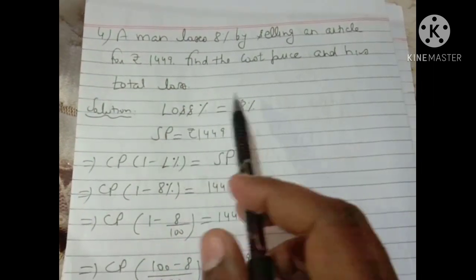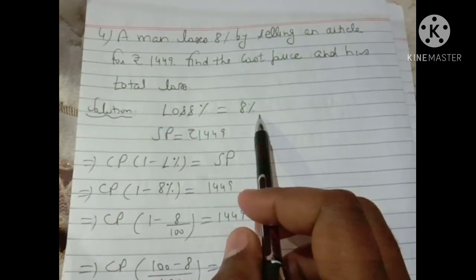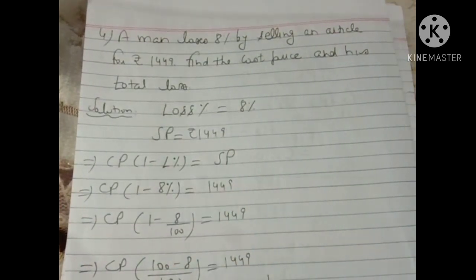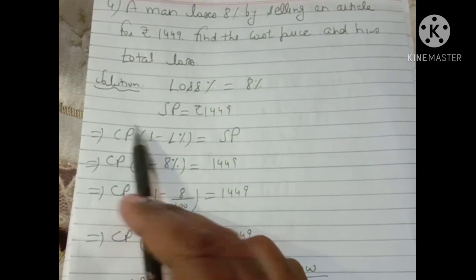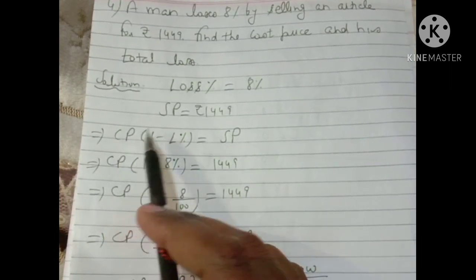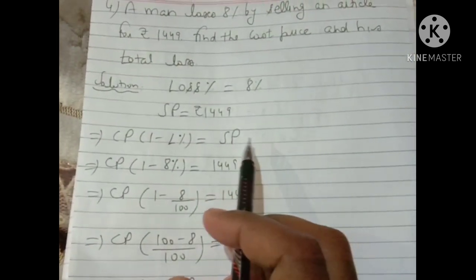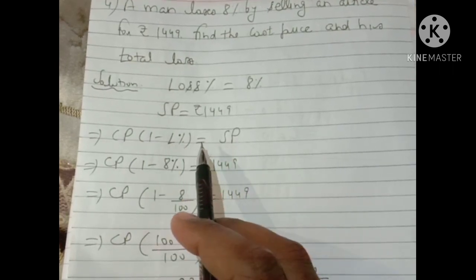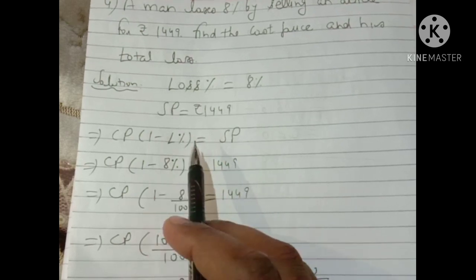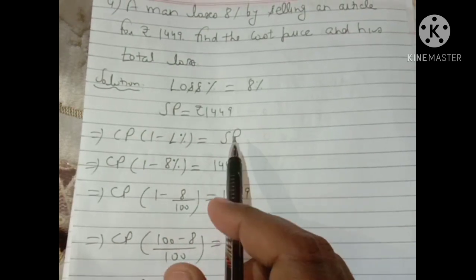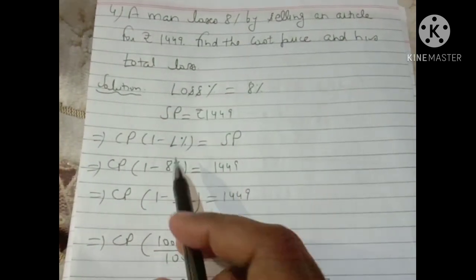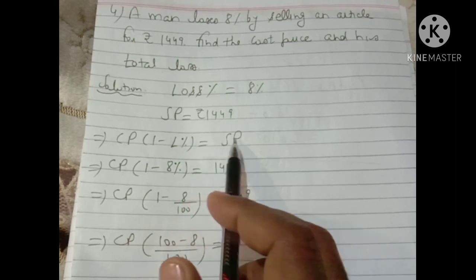Now the loss percentage is given, that is 8%, and the SP, meaning the selling price, is given, that is 1449. So in this case we have to find out the value of CP. It means we have to take CP on the left hand side and SP on the right hand side. So it will become CP into 1 minus loss percentage is equal to SP. Means we apply the same formula, but we have to rearrange it according to the value we have to find out. The value we have to find out, we always take on the left hand side. So it becomes CP into 1 minus loss percentage is equal to SP.